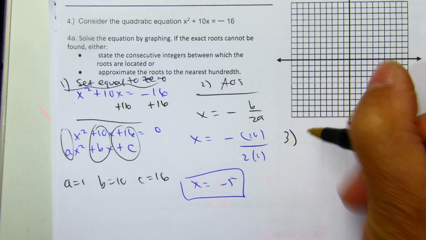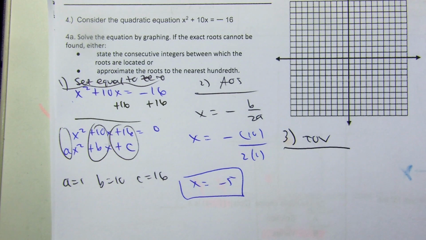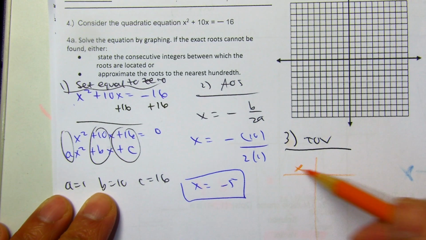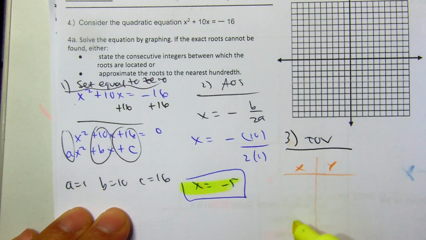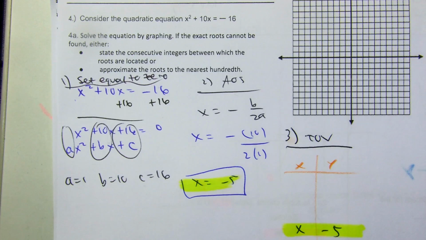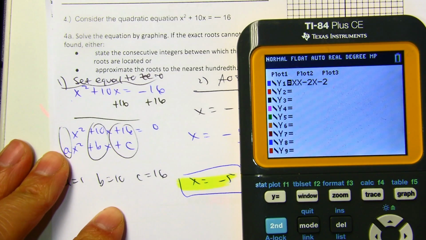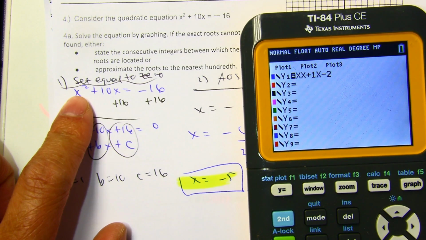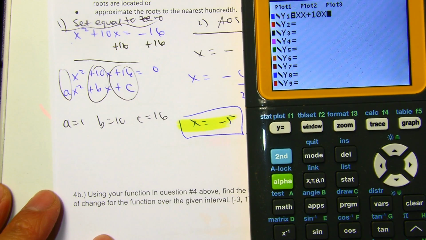Then I have my table of values. I'm going to make my table of values kind of big just in case I need to expand it. Remember, you kind of want to put that in the middle as a good starting point. Calculator here. Y equals in the top left. Let's see, x squared plus 10x, variable runs here, plus 16.